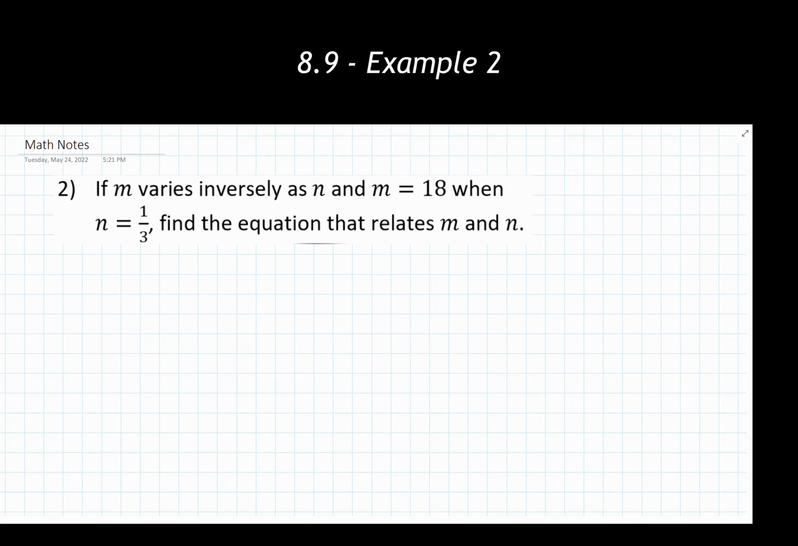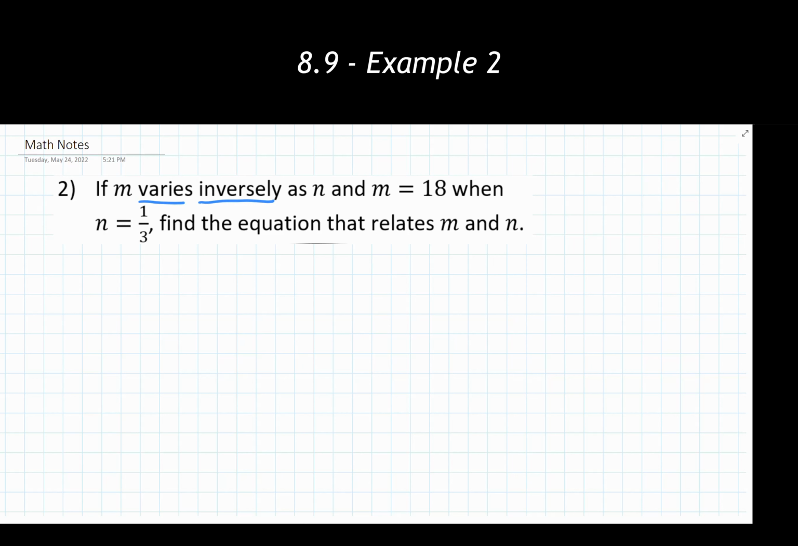For example 2, we are told m varies inversely as n, and m equals 18 when n equals 1/3. Find the equation that relates m and n. Once again, we're trying to figure out some buzzwords that stand out to us. Step 1 in our process is to write the formula of variation that we're using. So again, we're looking for buzzwords. We're told something varies inversely. So that right there is my giveaway.